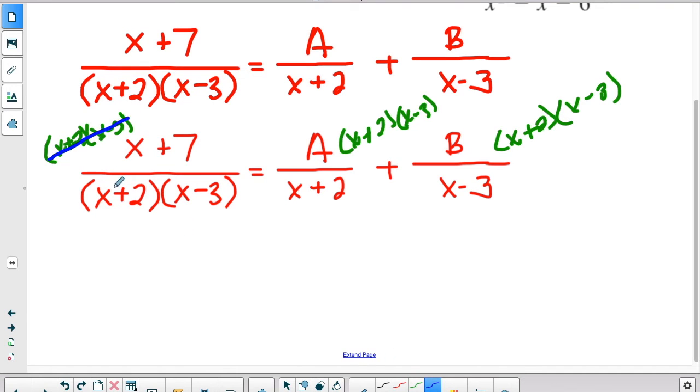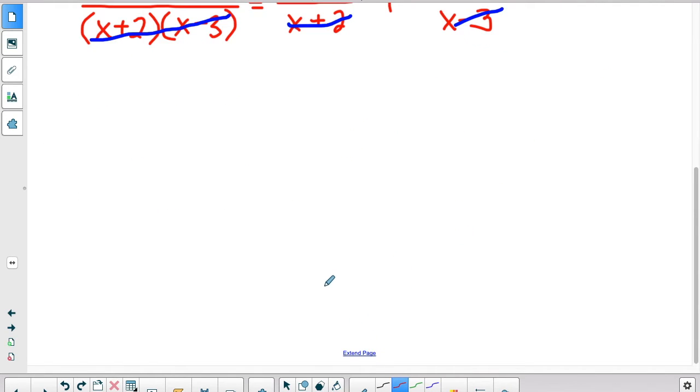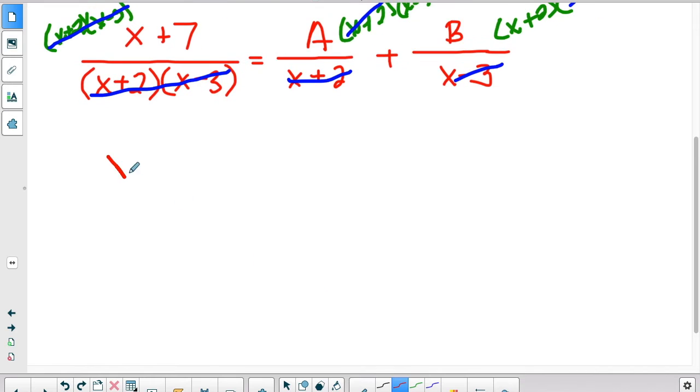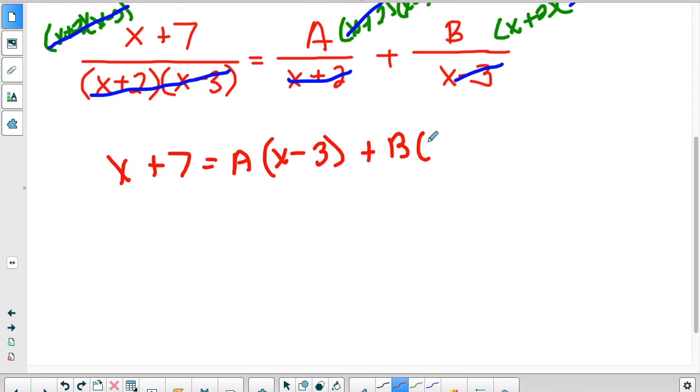Now these here are going to cancel out completely. X plus 2 and x plus 2 cancel, and x minus 3 and x minus 3 cancel. And what that leaves us with is that x plus 7 is equal to a times x minus 3 plus b times x plus 2. And we get this here.